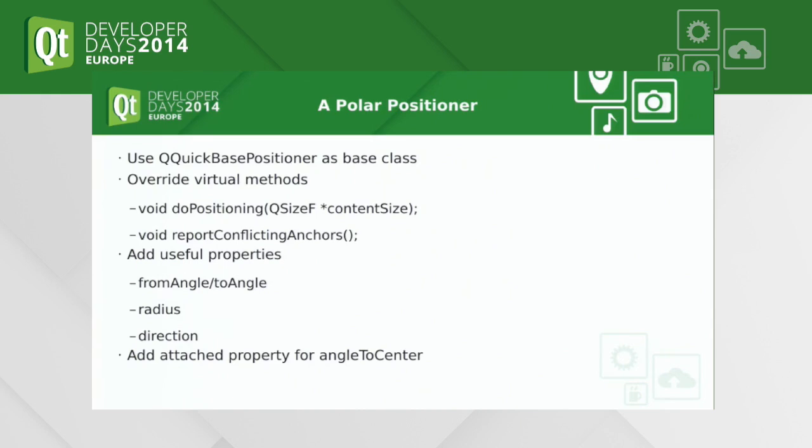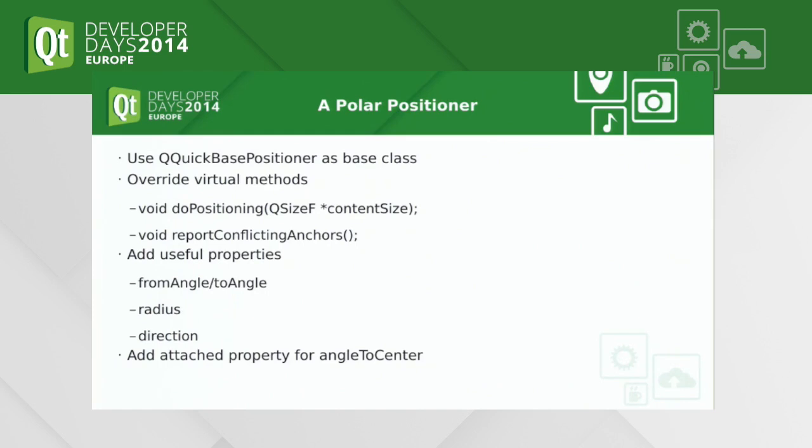And the report conflicting anchors method is called where you can do some validation. Because if you put items inside positioners, they shouldn't use anchors at the same time. Well, it depends a bit. If you put items in a row, for example, they still can have anchors at the top and bottom. They can use the top and bottom anchor line, but they are not allowed to use the left and right anchor line anymore. Though in this method, you can check what anchors the items have.